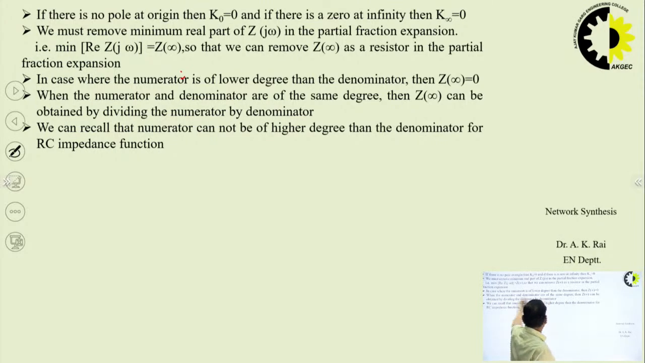So we can recall that the numerator cannot be of higher degree than the denominator for an RC impedance function. So for ZRC, the degree of the numerator polynomial cannot be higher than the degree of the denominator polynomial.